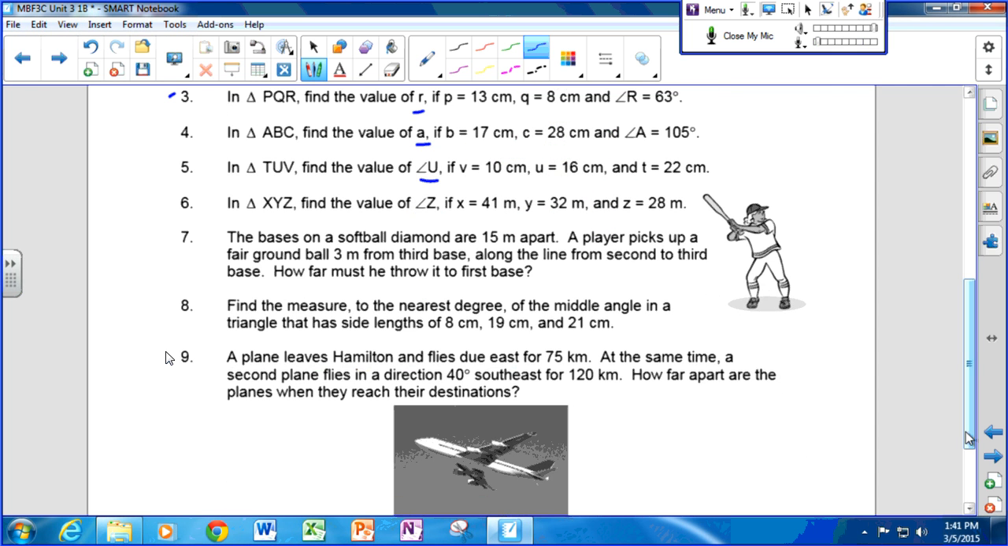Now, question 7 is kind of an interesting question, because they kind of want you to know a little bit about baseball. Let's try that one, because this is the sort of question. Oh, wait, sorry. I just grabbed the wrong page from the book here.